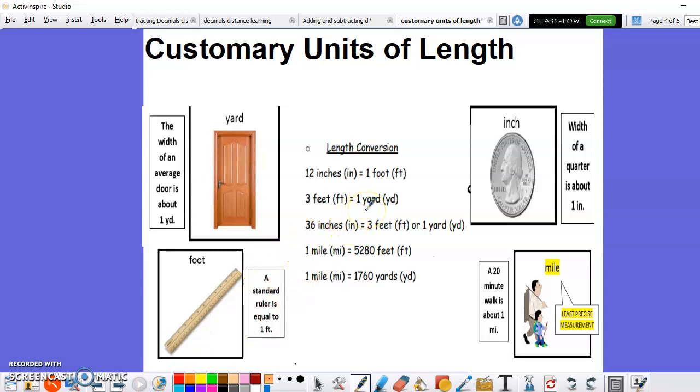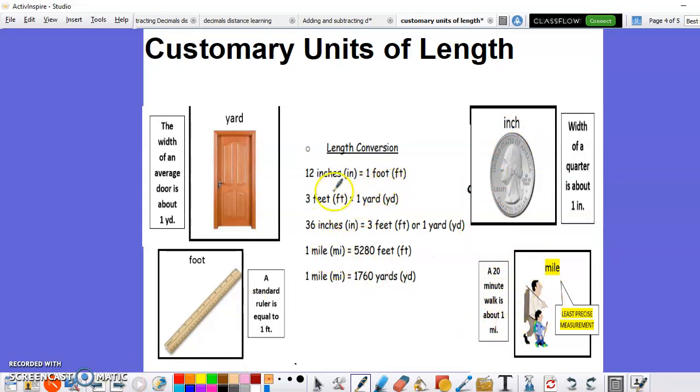It's like how many dimes make up a dollar bill? How many quarters make up a dollar? How many seconds make up an hour? We're converting from one length or one form to another. So we can go from inches to feet, from feet to yards, from inches or feet into yards, from feet to miles, from yards to miles. And the smallest unit being inches, the largest unit being a mile.